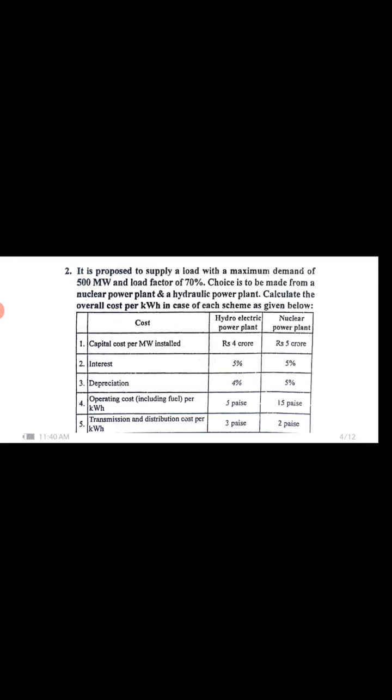Next is operating cost, including fuel. What is operating cost? To generate power from nuclear power or hydropower, you have to spend on fuel. In hydropower, water is free, so fuel cost is not there. But for nuclear power, you have to buy uranium. And second, there will be labor, people involved. You have labor, technicians, engineers, managers. All that comes under the operating cost.